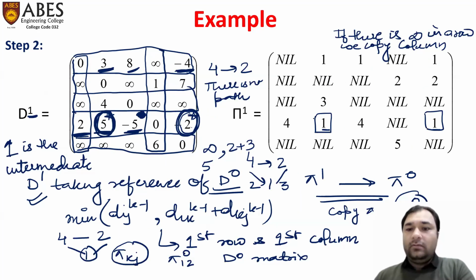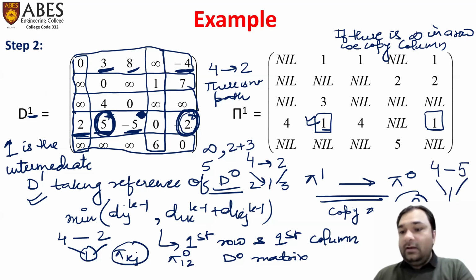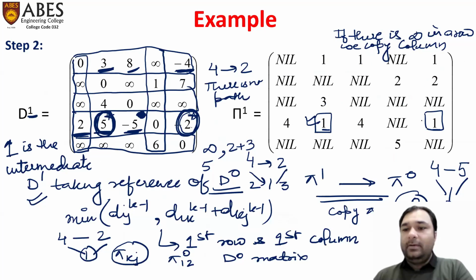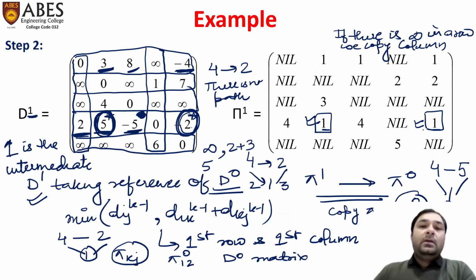So the same will be 1. Same if we talk about 4,5, there is no path from 4 to 1, 1 to 5. So we will be returning pi naught 1 5. Pi naught 1 5 will be 1. So this will be updated here as 1.